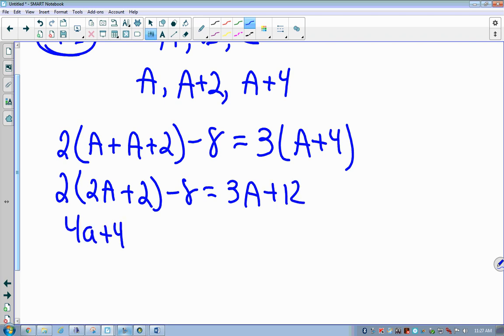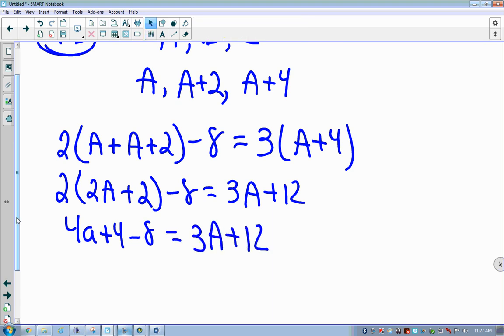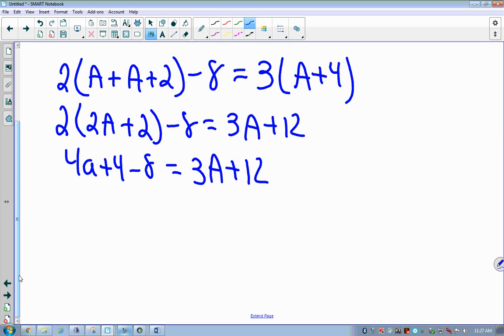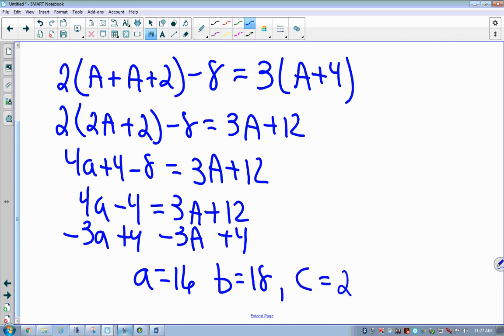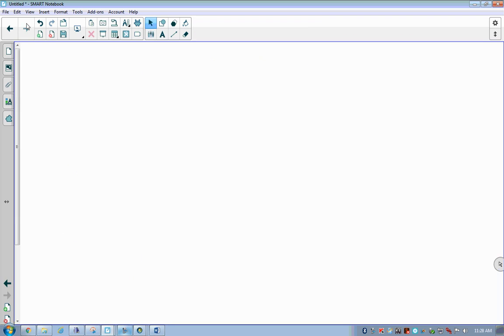4A plus 4 minus 8 equals 3A plus 12. 4A minus 4 equals 3A plus 12. Add 4, subtract 3A. So A equals 16. And if A equals 16, then B has to equal 18, then C has to equal 20. And that's how we do that. All right, number 20, and then we're all done.